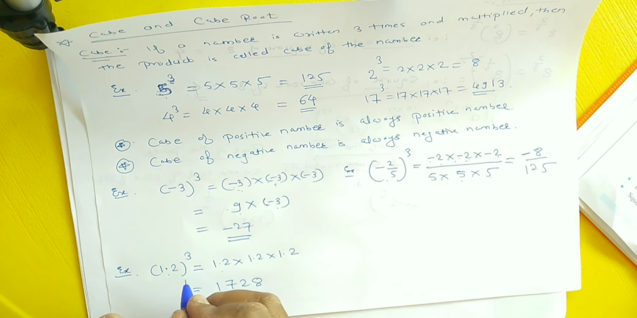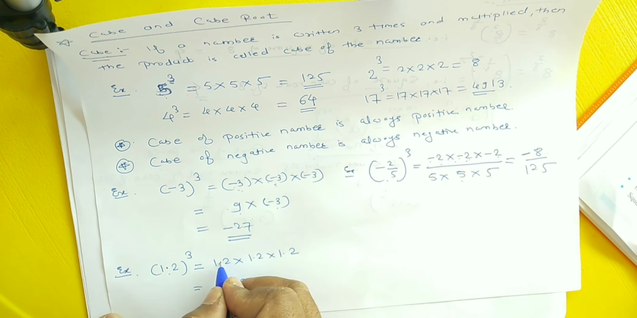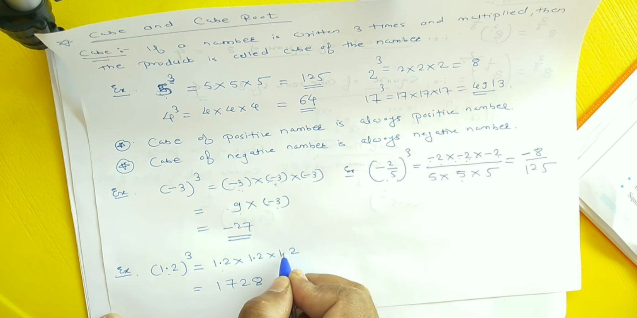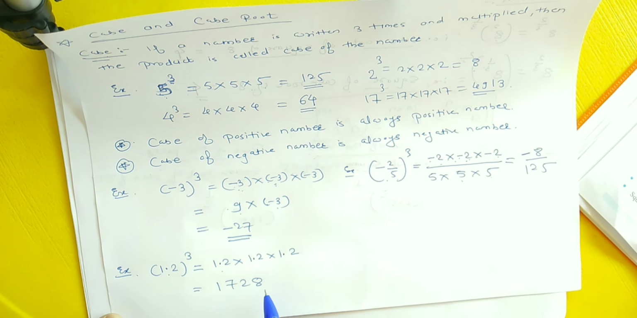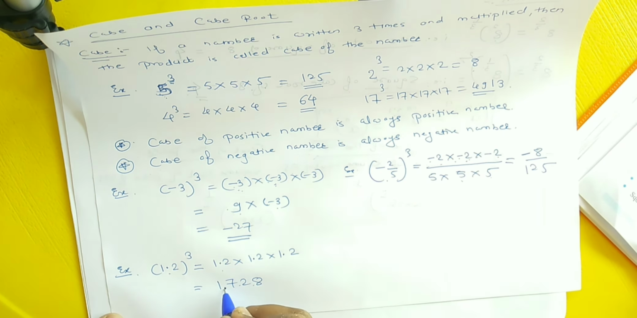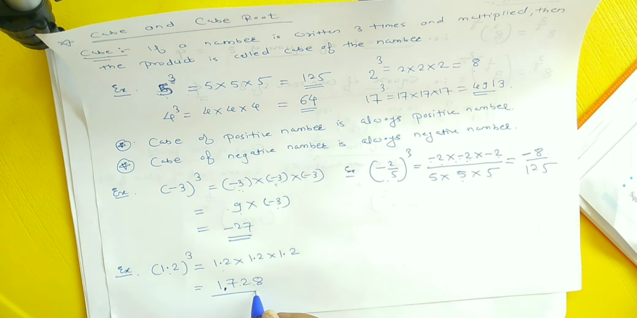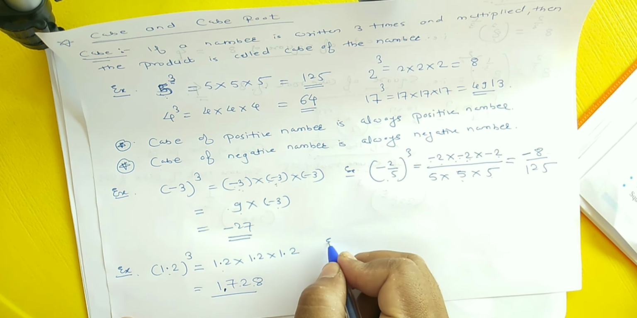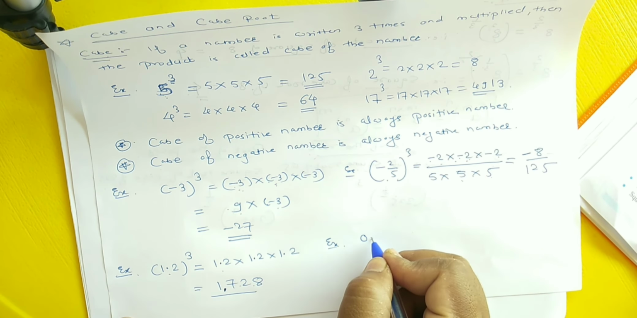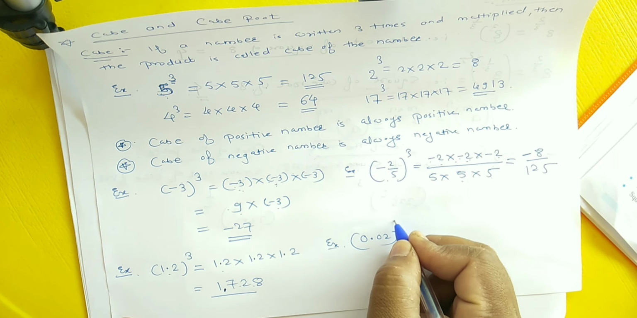Okay, but how many times is the decimal point coming? 1 2 3. So from the right you want to count the decimal places. Now cube is there, so 3 decimal places. So here it is 1.728. Okay, suppose one more example, cube of 0.02.